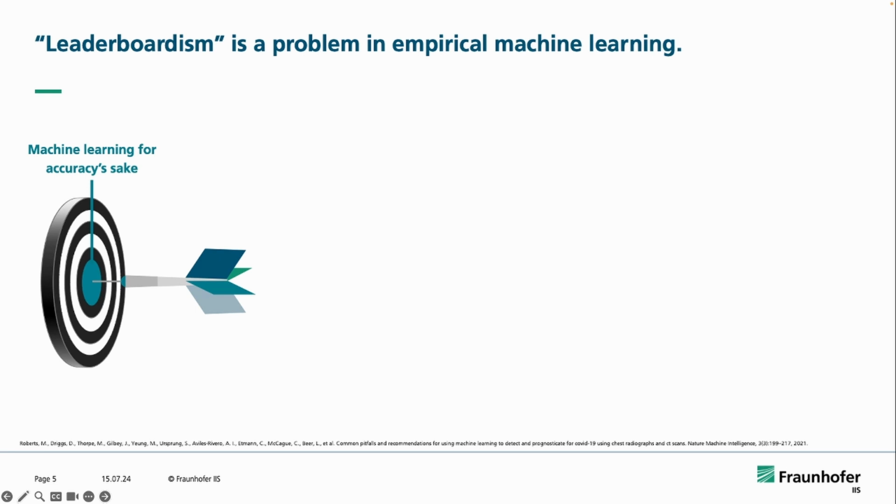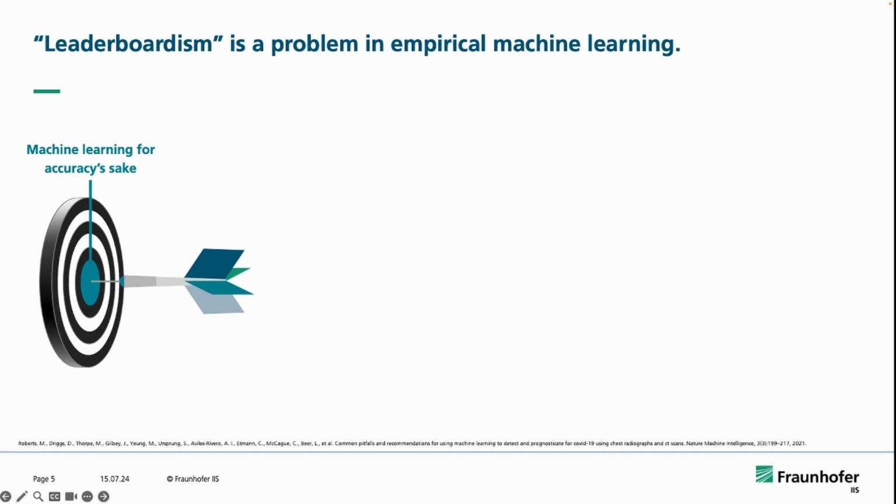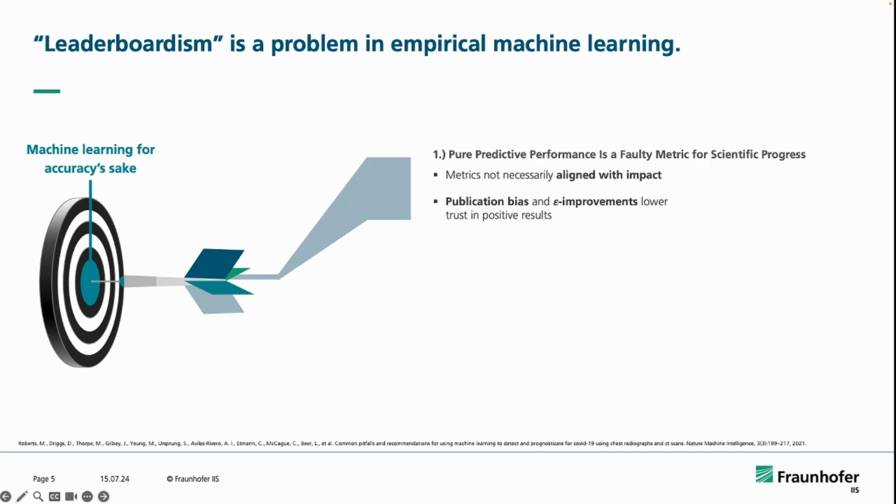And that's what we like to call machine learning for accuracy's sake. There's three problems connected to this. For one, pure predictive performance in isolation is actually not a great metric for scientific progress here, because our metrics are not necessarily aligned with the impact that our research has on society. Publication bias is a problem because there's so many publications that beat the state of the art, and finally, due to these epsilon improvements on known benchmarking datasets, the community really doesn't trust positive results anymore.